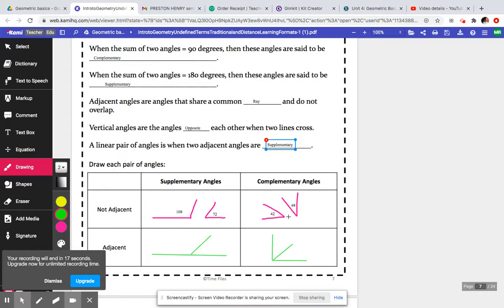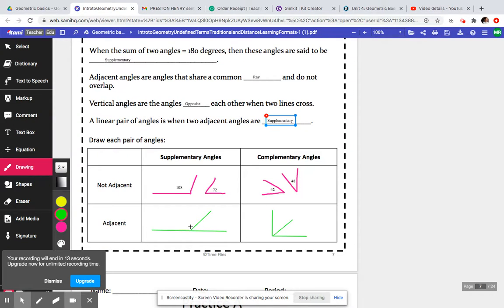A complementary example that is not adjacent is 42 and 48. They add up to 90. But we also have some examples of adjacent angles. This is adjacent supplementary because they share a common ray and form a linear pair. And this is complementary because it has a 90-degree angle with something cutting it in half.